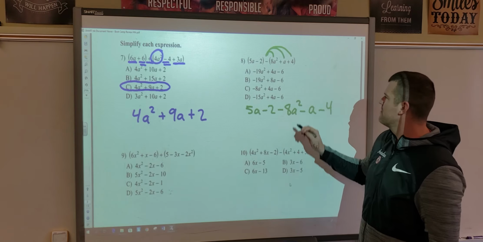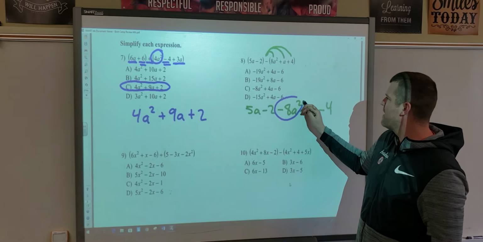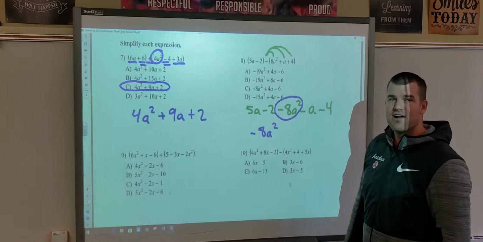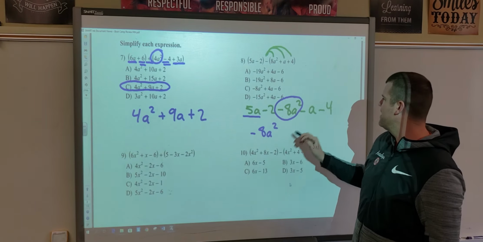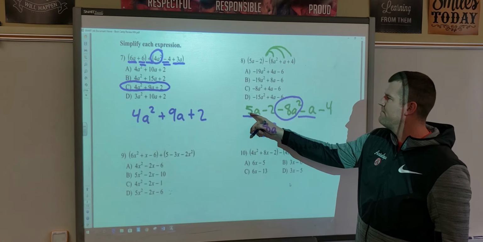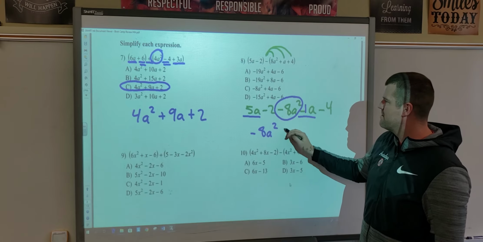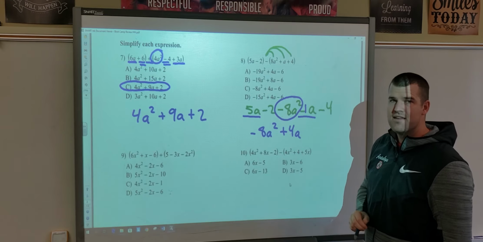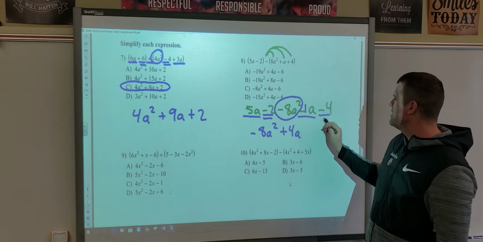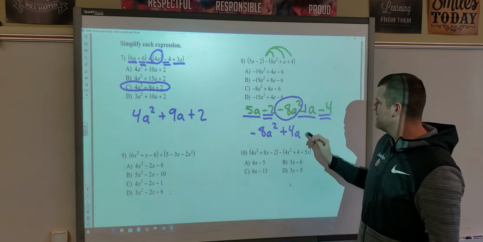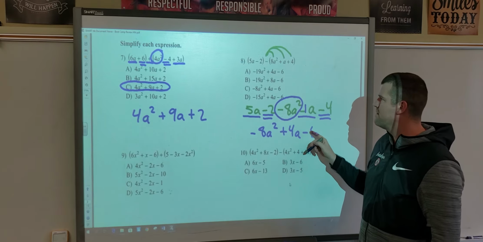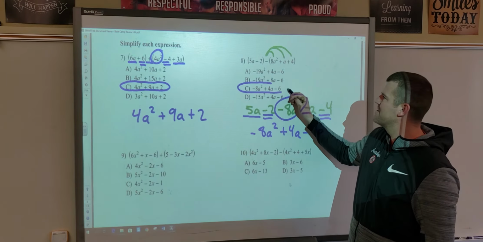Once we do that, we're back to a problem just like addition where we're going to combine like terms. So I've got negative 8a squared. That's my only squared. Then I look for a's. I've got 5a and negative 1a. So I have to make sure I include that sign. 5a minus 1a is a positive 4a. And then finally I go to my constants. I've got negative 2, negative 4, which combine to make negative 6. So we end up with negative 8a squared plus 4a minus 6, which is once again C.